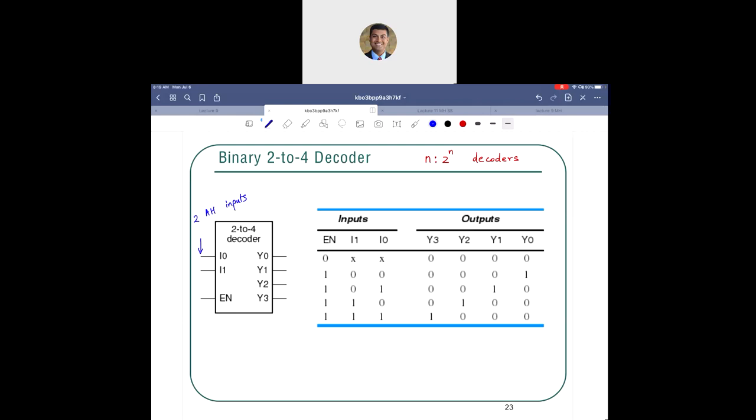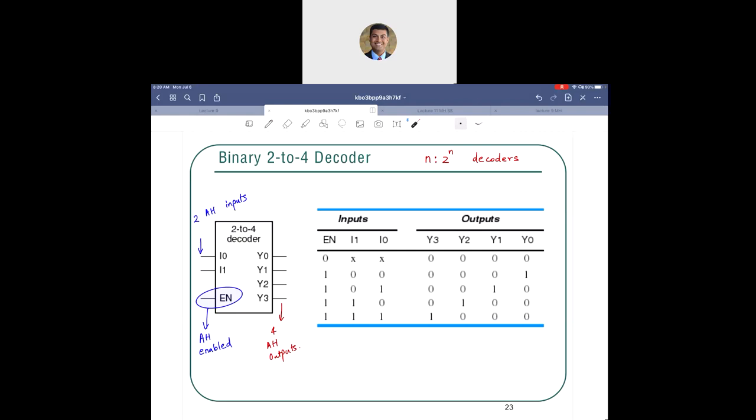and I know they are active high because I do not see any bubble on the input side, which is indicative of active low inputs. We also have an active high enable, so that means that it is enabled when we connect this pin to a high voltage, a high, plus 5 volts, for example. And then we have 4 active high outputs.